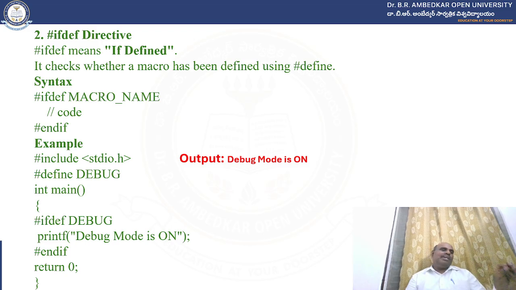So once again, I'll tell you, very simple. It checks whether the value is defined or not. What is the value here? In this, the value is debug. It is defined, so the defined check is true only. That's why "debug mode is on." So this is the second type of conditional directive.